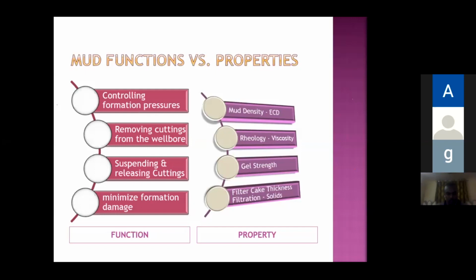Okay, when we talk about filtration, you will find two types on the material board. You will find API filtration, which is normal, and we also have high pressure, high temperature filtration. This is for some situations, when we are drilling a very high temperature well, or the formation has very high temperature and high pressure, and we need to check our polymer in these conditions.